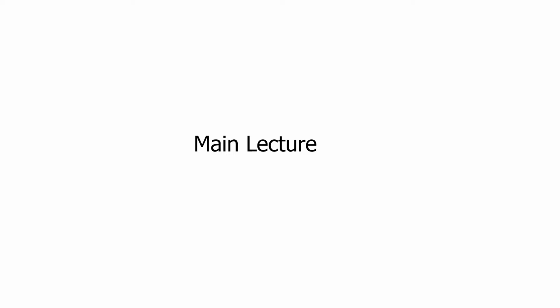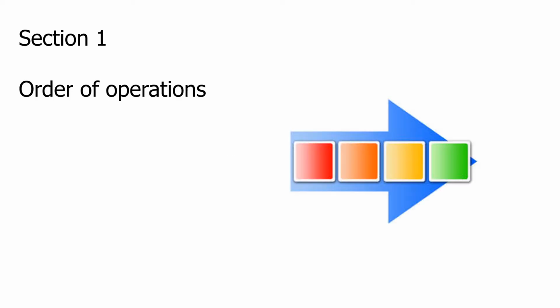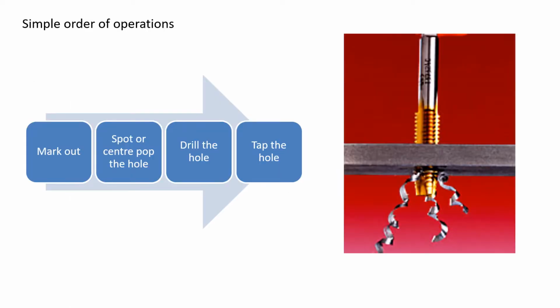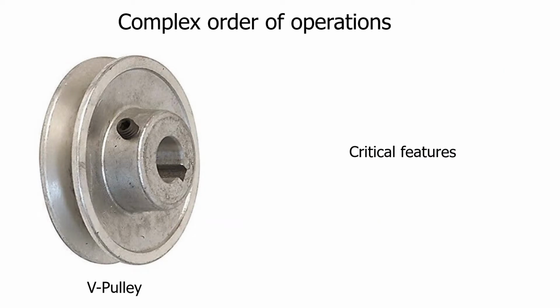Let's look at the main lecture. Section 1, Order of Operations. Sometimes the order of operations is obvious. In this example, we understand that we need to drill the hole before we can tap it. And sometimes the order of operations is not so obvious.